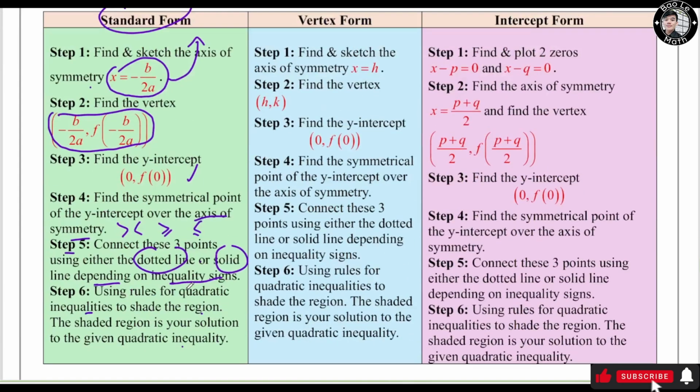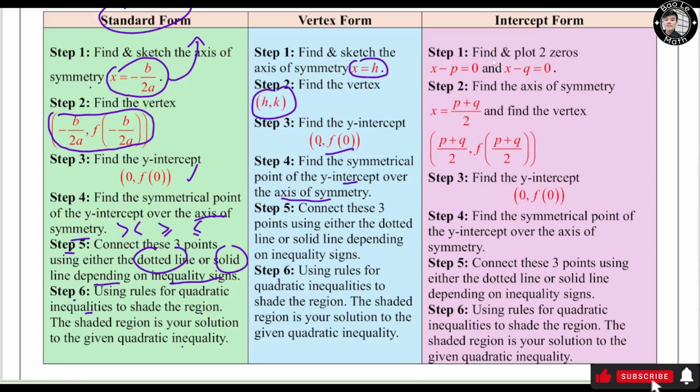Now, vertex form, you do exactly the same thing. Step number 1, find and sketch the axis of symmetry, x equals h. Step 2, find the vertex, which is (h, k). Step number 3, find the y-intercept, f of 0. Step number 4, find the symmetrical point of the y-intercept over the axis of symmetry. Steps number 5 and 6 are similar to steps 5 and 6 right here.